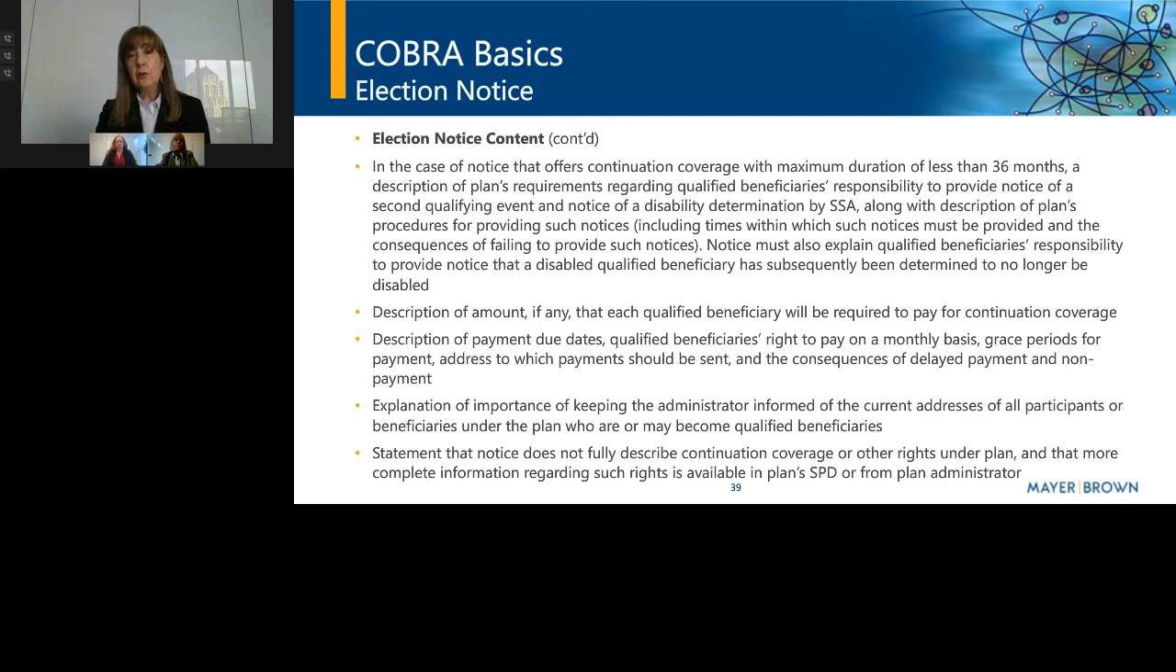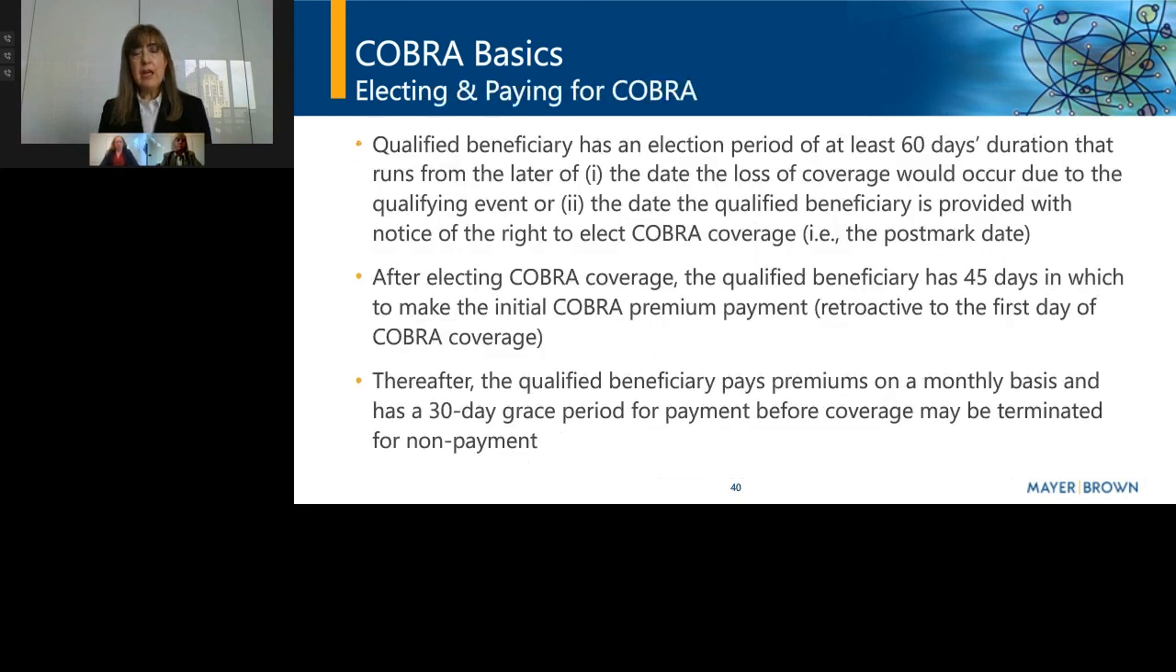But overall, you have to explain what the coverage involves, all the details about electing it and paying for it, as well as explaining the ramifications of waiving the coverage. What happens if you miss the deadlines? In terms of electing and paying for COBRA, this is now yet another set of timelines that COBRA administrators and qualified beneficiaries have to be aware of.